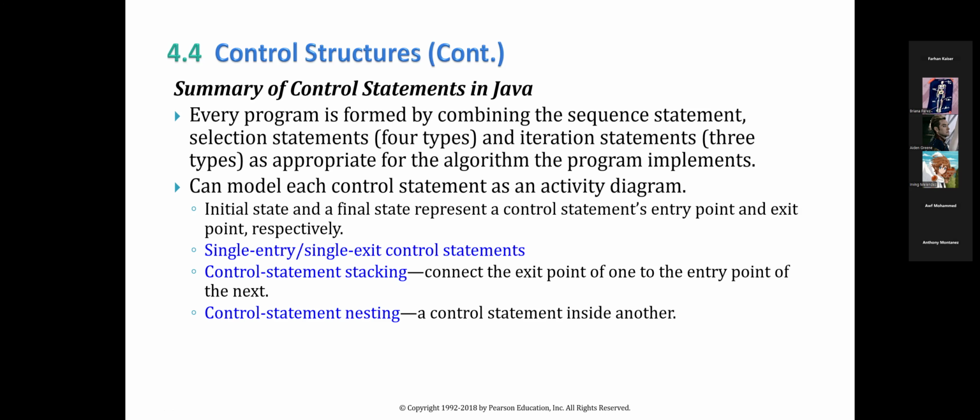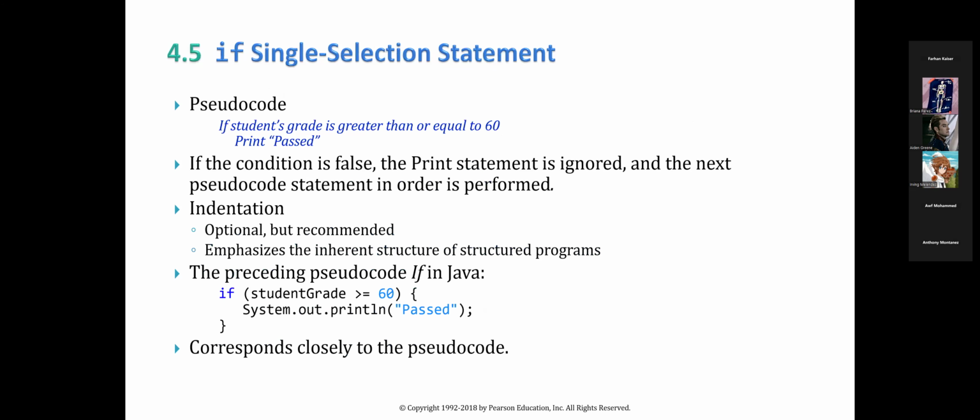Currently we are just going through some notions and concepts of it. For the if single selection statement, here is the pseudocode: if student's grade is greater than or equal to 60, then we print pass. If this condition is false, meaning the student's grade is smaller than 60, the print statement is ignored. That means we will skip the print pass and print nothing. Then the next pseudocode statement in order is performed.